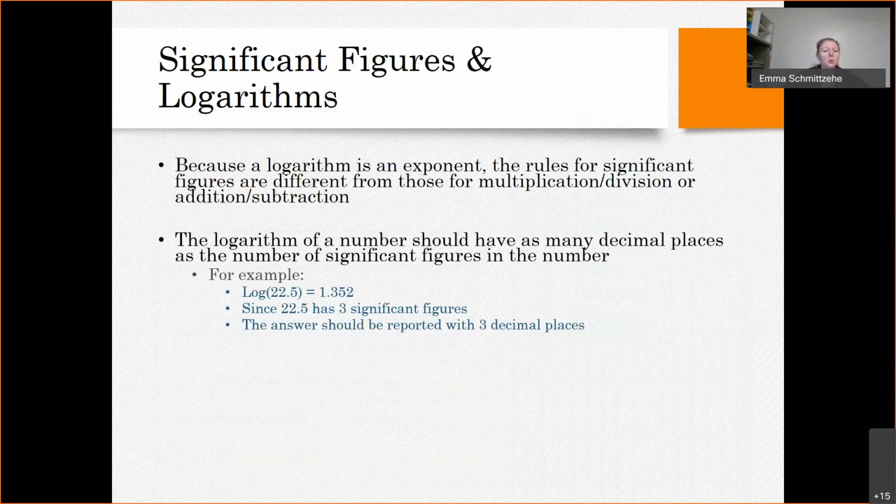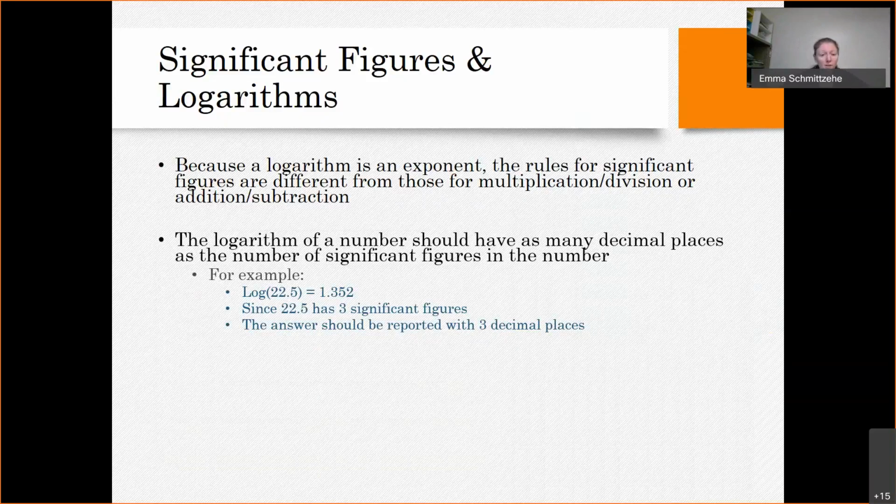If I take the log of, for example, 22.5, you punch that in your calculator: 22.5 and hit the log button. Or if you're using a graphing calculator, you hit log and in parentheses, you put 22.5. It should give you something like 1.352182518. So it gives you a bunch of numbers.